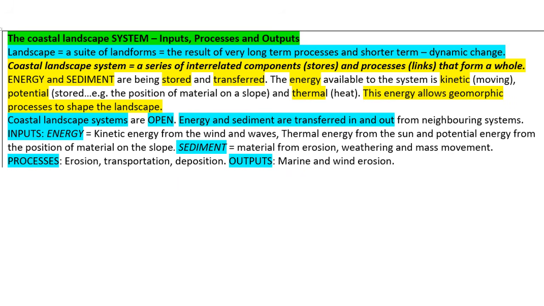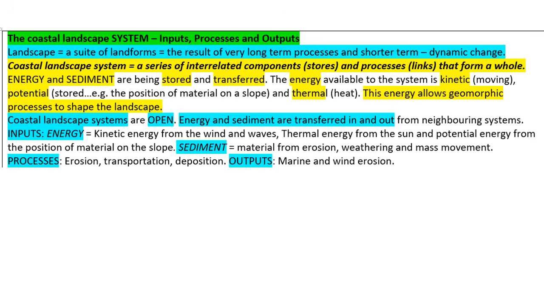So starting with coasts. So the first thing that you need to remember is, how do you define a coastal landscape system? For any essay question, for any question that asks you about the coastal landscape system, you need to start with this definition. So you should all know this very well by now. Coastal landscape system is a series of interrelated components or stores and processes or links that form a whole. And we need to remember that we need to talk about how energy and sediment are being stored and are being transferred through the coastal landscape system.